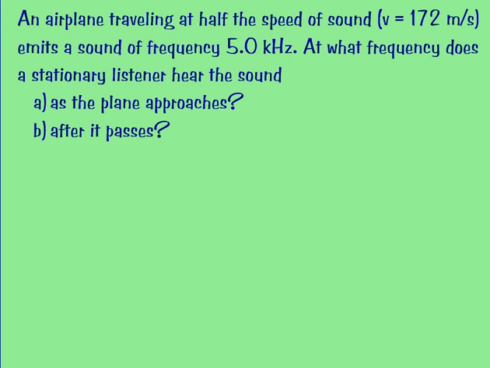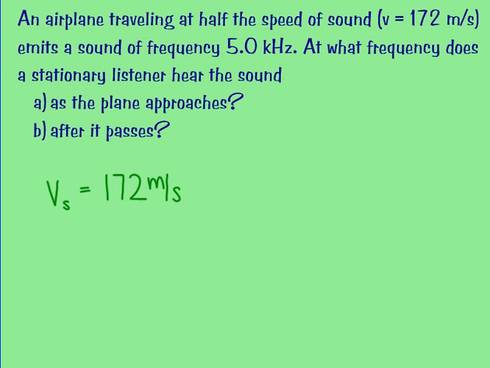Okay, so we're going to start this problem by writing out what we know, because with so many different speeds in this equation, I think sometimes it can get a little bit fuzzy as to what we know. So we know the airplane is the thing emitting a sound, and it's traveling at a speed of 172 meters per second. So that's the speed of the source, 172 meters per second.